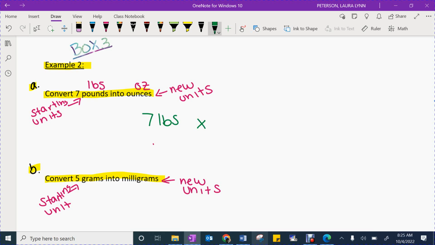Then we say times, and we're making a fraction. The top of our fraction will always be the new units, which is ounces. The bottom of our fraction has to be the same as where we start, pounds.